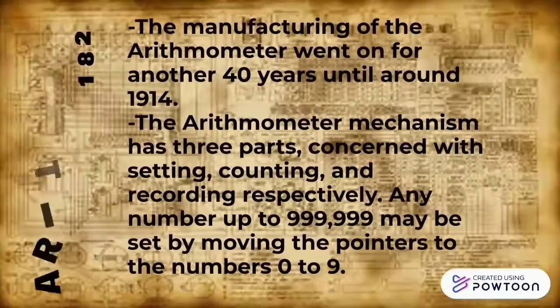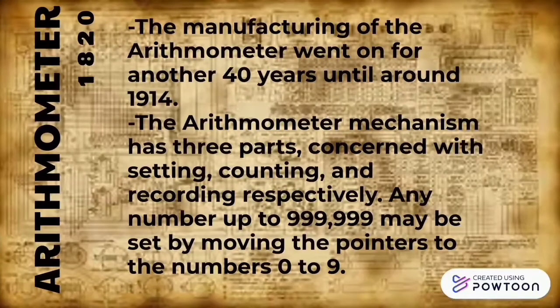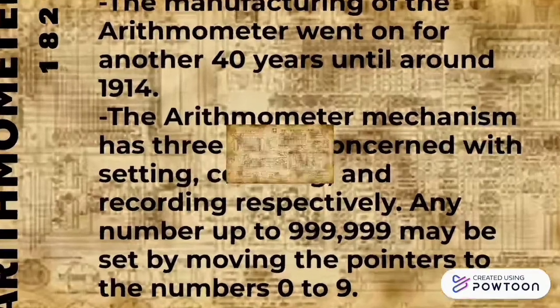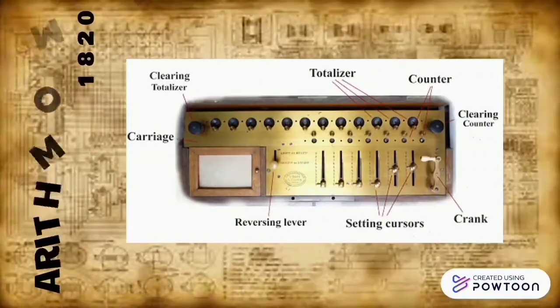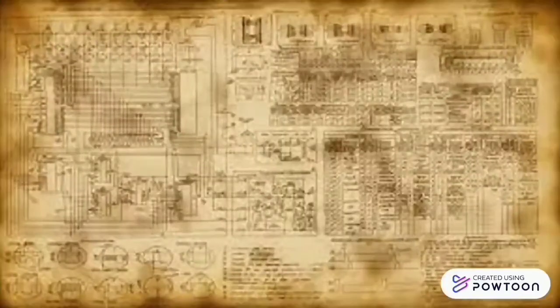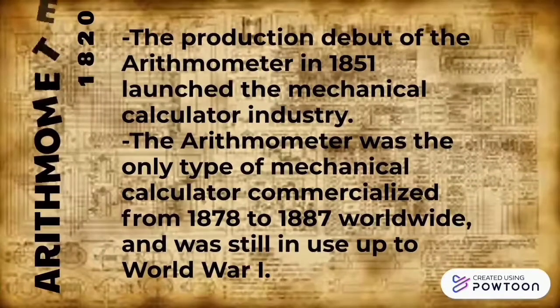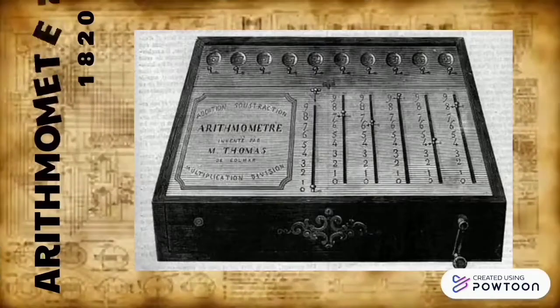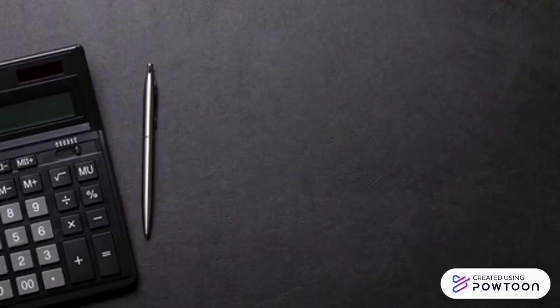The arithmometer mechanism has 3 parts, concerned with setting, counting, and recording respectively. Any number up to 999,999 may be set by moving the pointers to the numbers 0 to 9. The arithmometer was the only type of mechanical calculator commercialized from 1878 to 1887 worldwide and was still in use up to World War I.